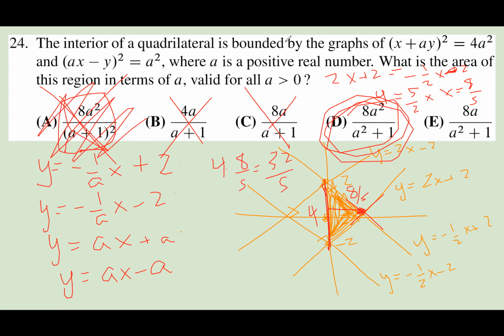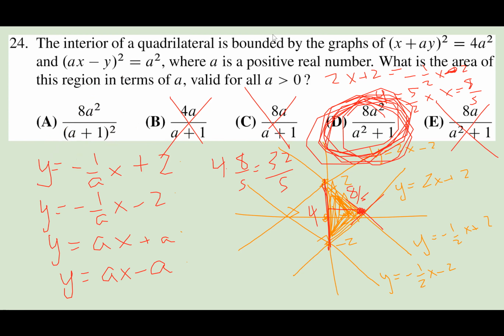This is not the answer. And then E would give us 16 over 5. So that's wrong. So the answer is D, right? So the answer for number 24 is D. And all we did was using the answer choices, was picking a number, right? Which is a very valid strategy when you have multiple choice answers.